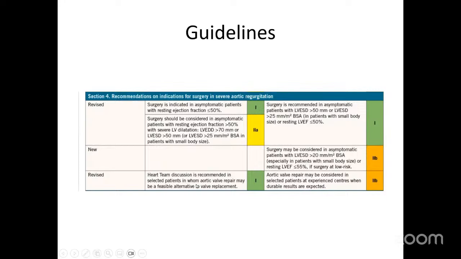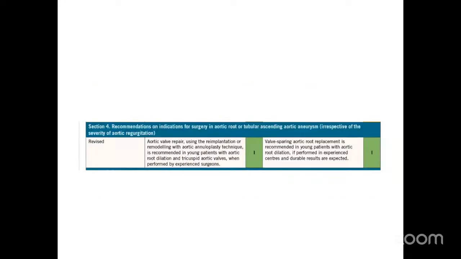In 2017, heart team discussion is recommended in selected patients in whom aortic valve repair may be a feasible alternative to valve replacement. This was class 1 in 2017. Now it's class 2B in 2021: aortic valve repair may be considered in selected patients only, at experienced centers, when durable results are expected.